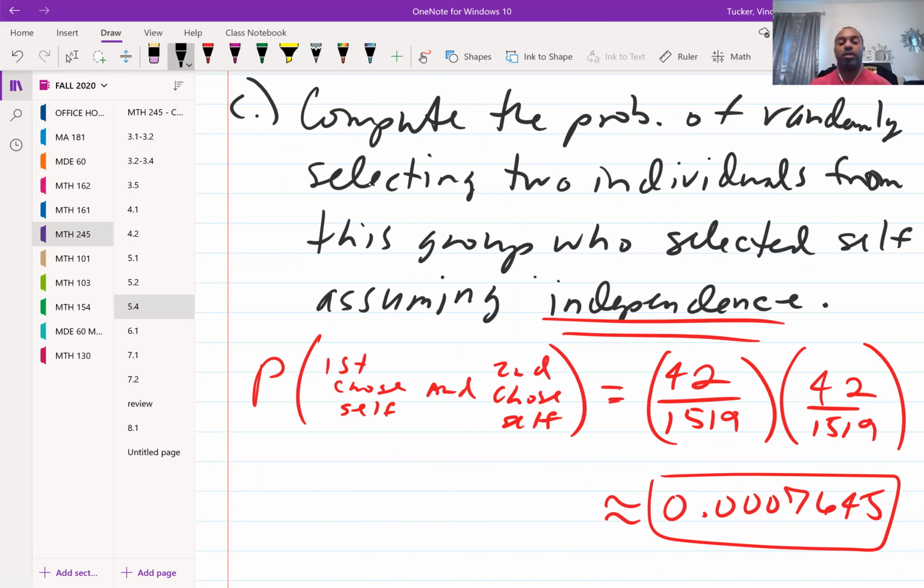Remember the fact that you chose the first one has nothing to do with the fact that you chose the second one. So the key word in here is the fact that we're assuming independence. And so that'd be 42 over the 1519 times 42 over the 1519. Multiply those together, and that'll be the answer. All right, questions, any questions?